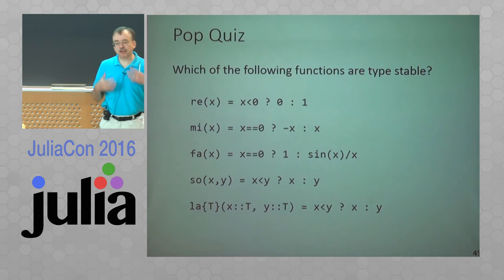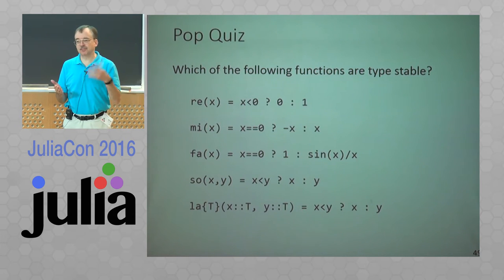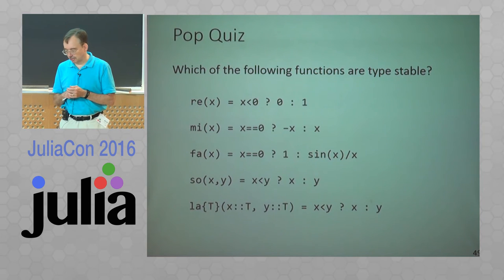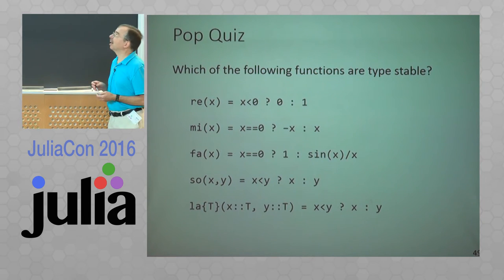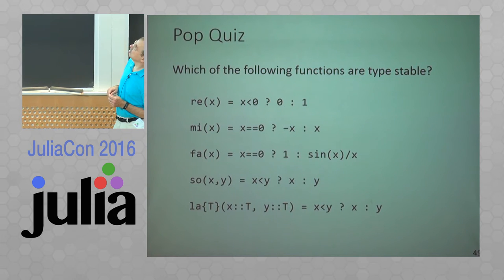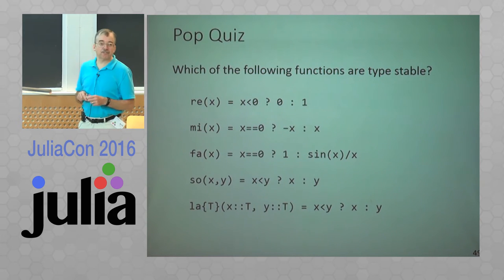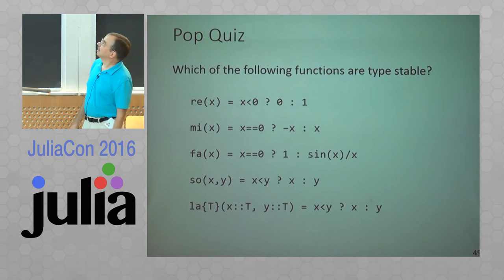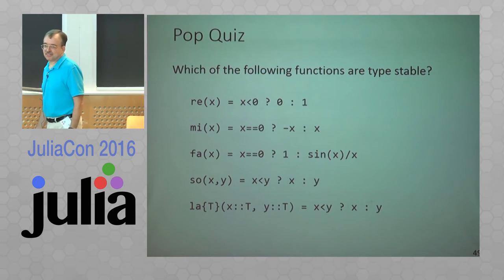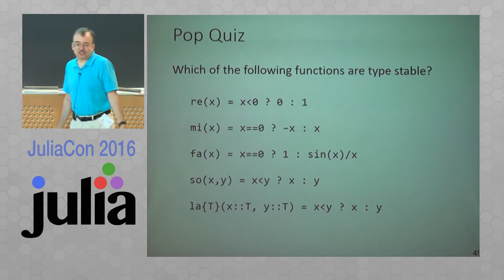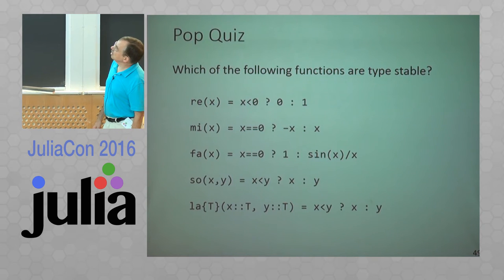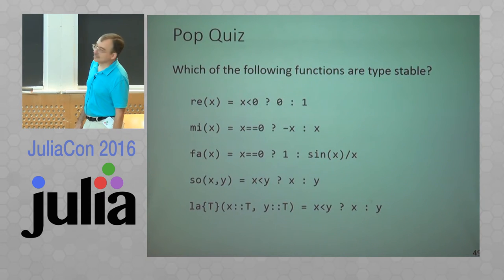All right, I said a function is type stable if you can predict the type of the result, knowing the type of its arguments, not its values. So which of these are type stable? How many people think the first one is type stable? Yeah, it's type stable because it's got to return a zero or one, so it's always going to be an int.